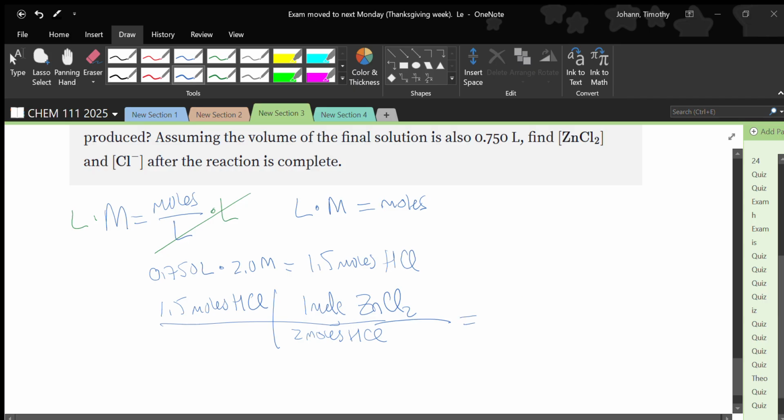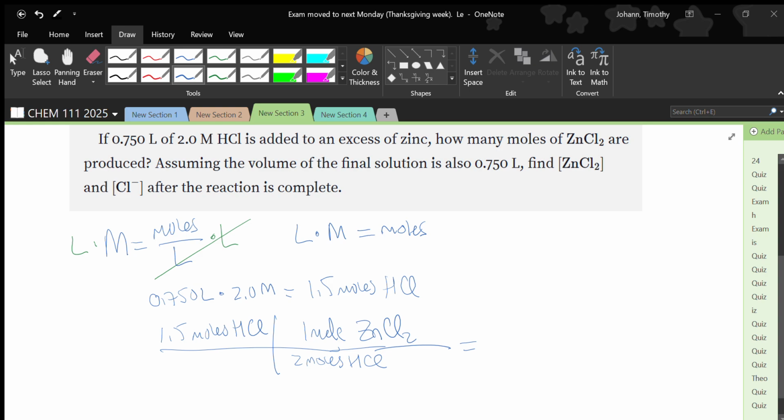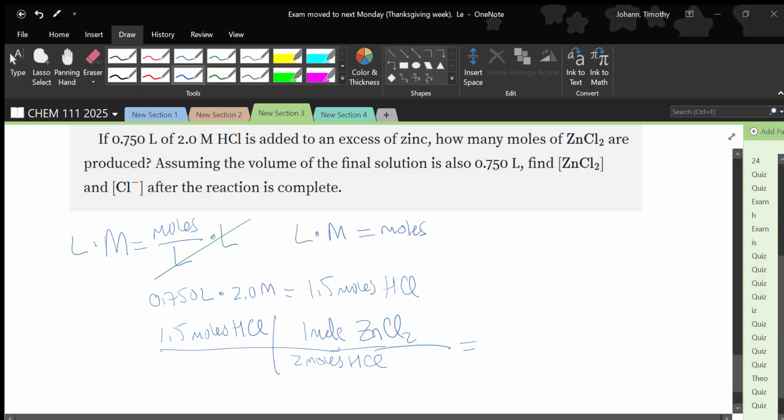Now I'm going to go back up and see what it asked me. Oh, it asked me for moles. So they're being nice. I don't have to figure out my molecular weight here, because they're asking for moles. I never need to use the formula weight, the molecular mass, to figure out the grams of zinc chloride there. So it's essentially 0.75 moles of zinc chloride.